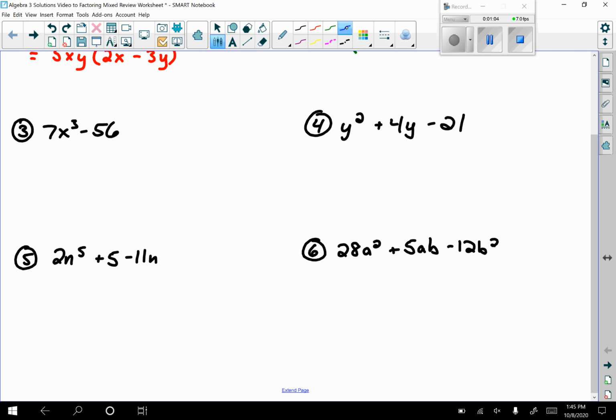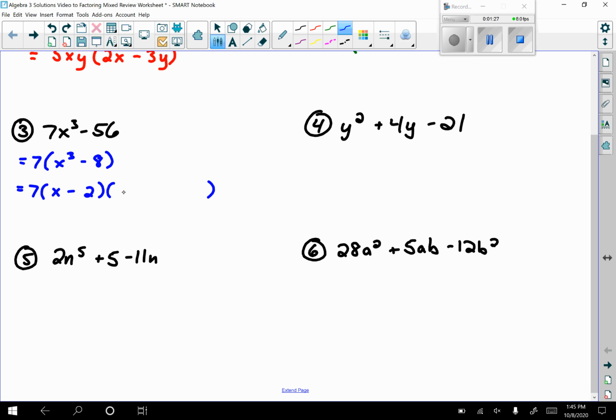For number 3, this looks close to being perhaps a difference of 2 cubes. However, 7 and 56 aren't perfect cubes, but there is a GCF of 7. So once I factor that out, now I have x cubed minus 8, and that is a difference of cubes. Still bring down the 7, binomial, trinomial, cube root of each one, so an x and a 2, same sign.